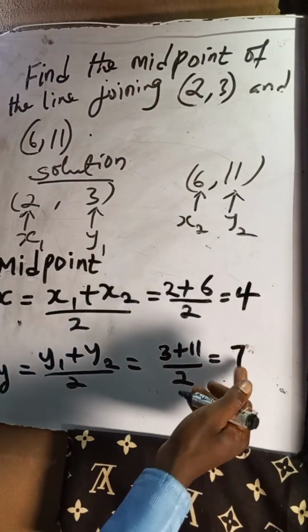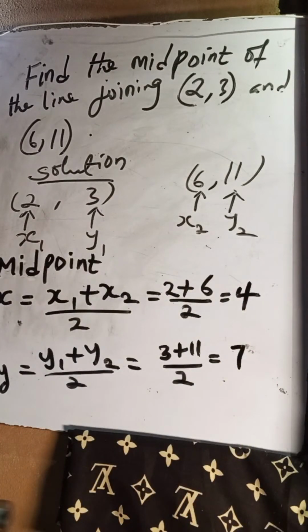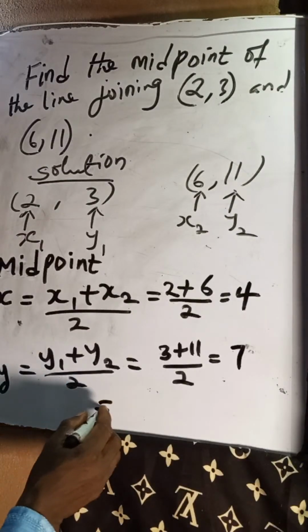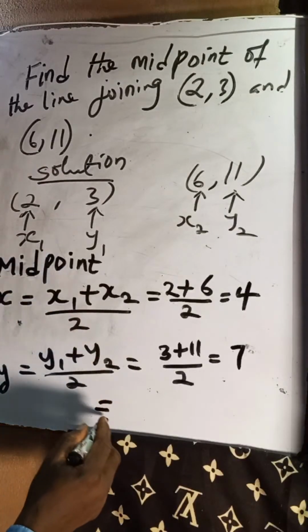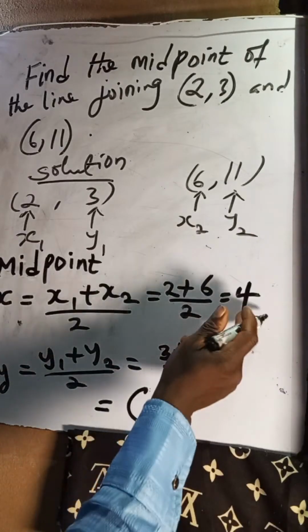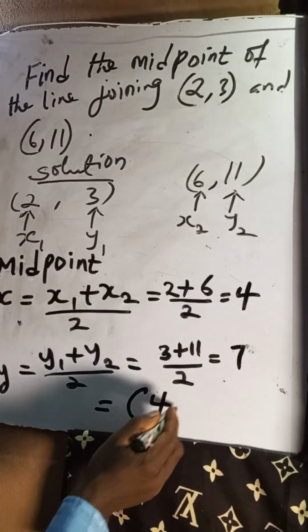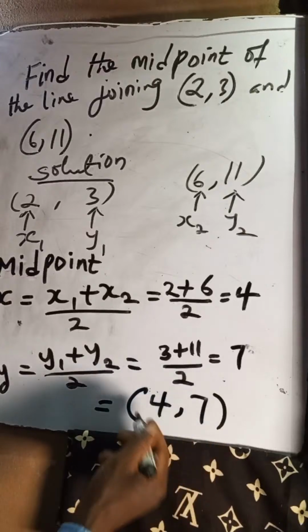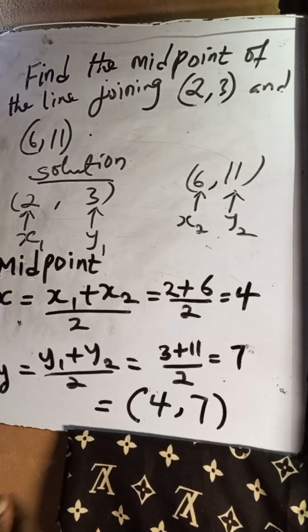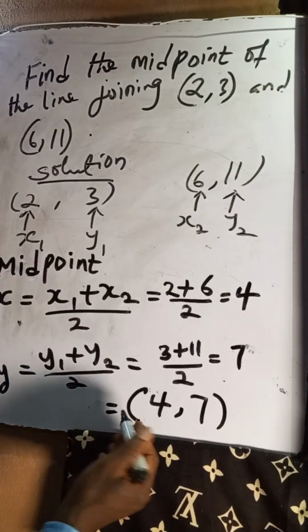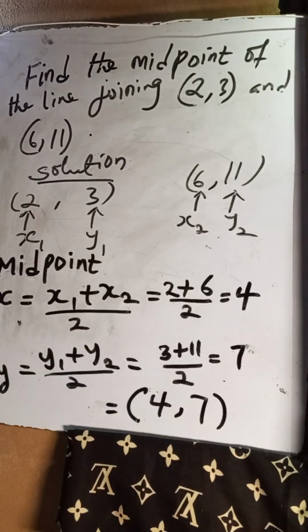So these are x and these are y for the coordinates, which means the coordinate of the midpoint will be 4 and 7. This is the midpoint, right? So that's what it means. So midpoint will give us 4 and 7. I hope this is well understood. This is under coordinate geometry.